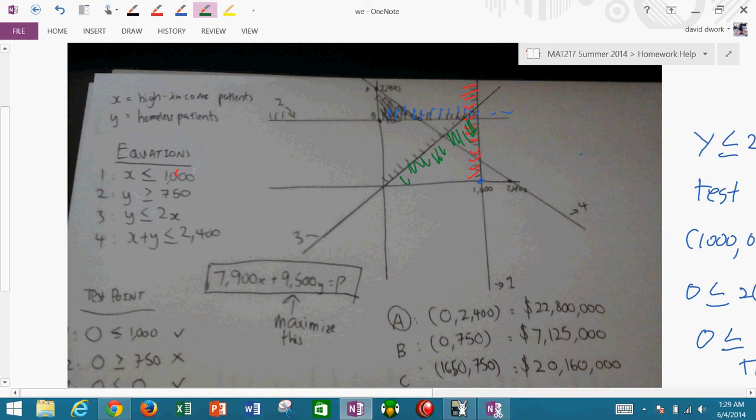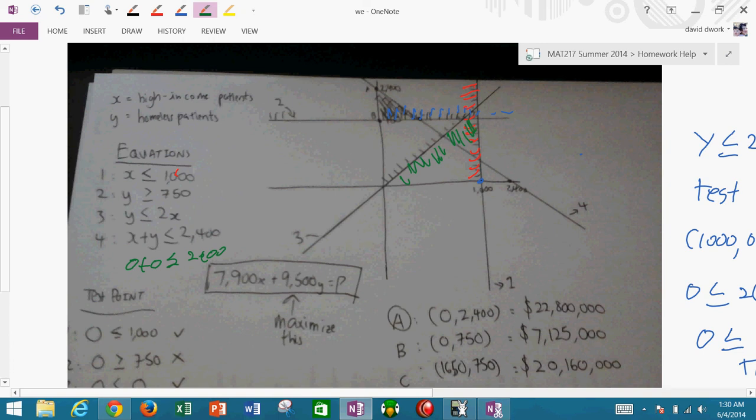x plus y is less than or equal to 2400. That's our big diagonal line coming across. The test point for that would just be (0, 0). It's the easiest point as long as your graph doesn't go through it. So this one would just be 0 plus 0 is less than or equal to 2400. That's true. So your shading on this graph would be down, and you had that going the right way.